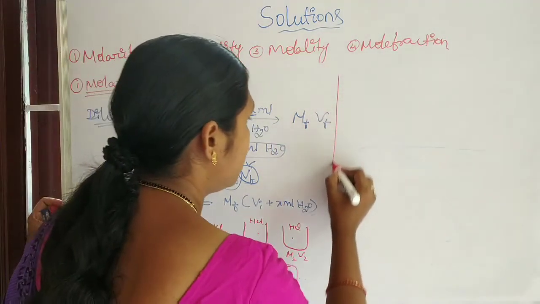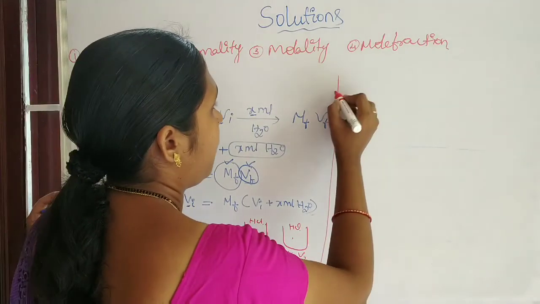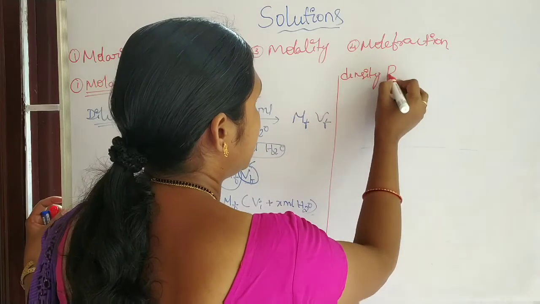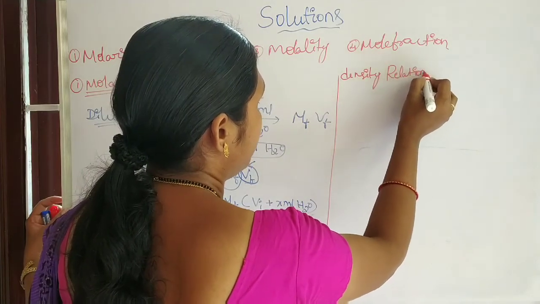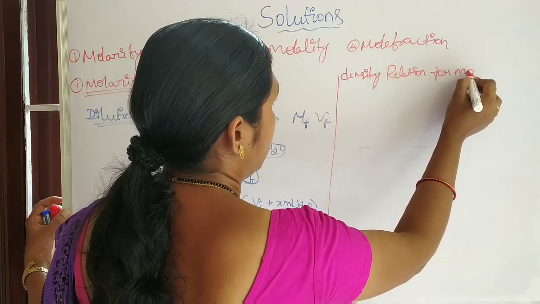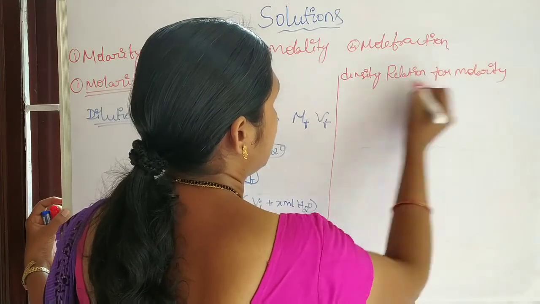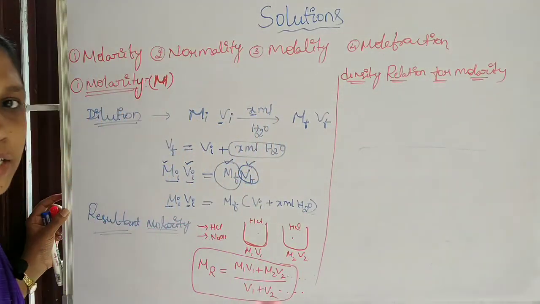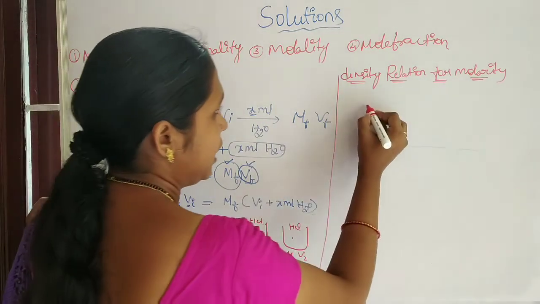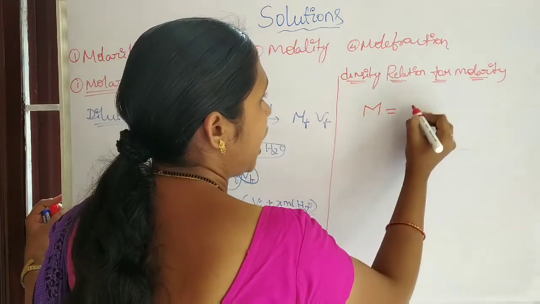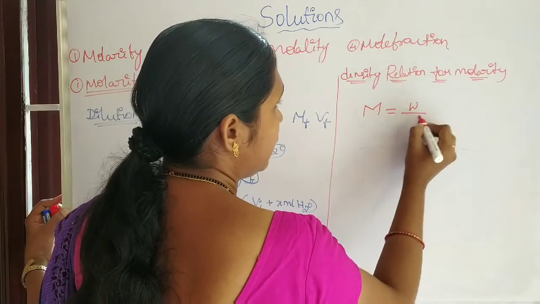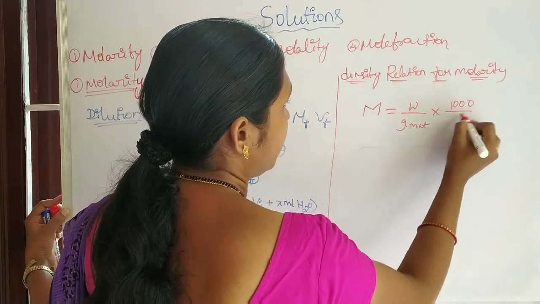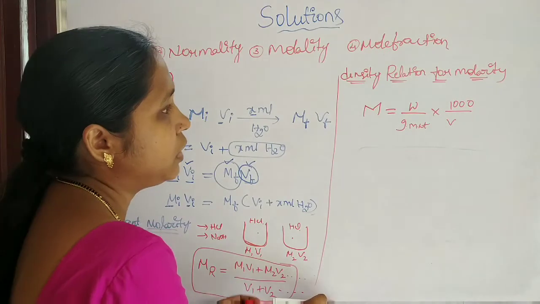And now, see the density relation for molarity. That means, on the basis of the density of a solution, how will we calculate the molarity of the solution? Take the formula for molarity: molarity equals weight divided by gram molecular weight, into 1000 divided by V in ml, the volume in ml.